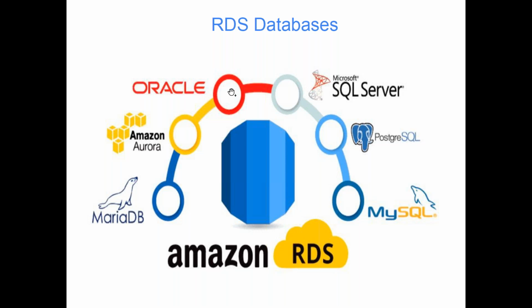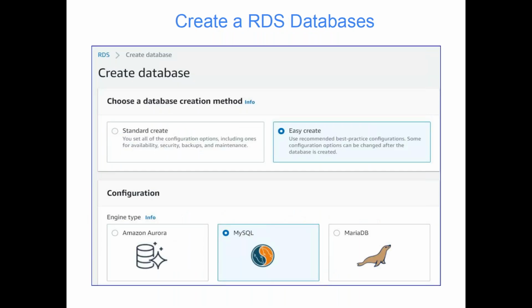Now, how to create an RDS? Let's talk about creation. You will go to the AWS console and search for RDS, and you will find this one. You can see there will be an option like standard create or easy create. If you are going with standard create, as you can read here, you set all the configuration options, including availability, security, backup, maintenance, everything. You have to decide by yourself.